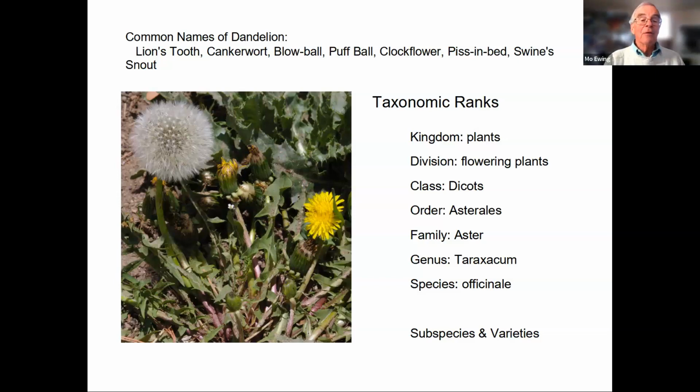Another name given to it was piss in bed, and that comes from an English children's myth that the dandelion makes you wet your bed. There may be some truth to this because it is a diuretic. Another name is swine snout, and that comes from, it's a little hard to see here, but when the plant is just about to go into seed, the head looks a little bit like a pig's snout.